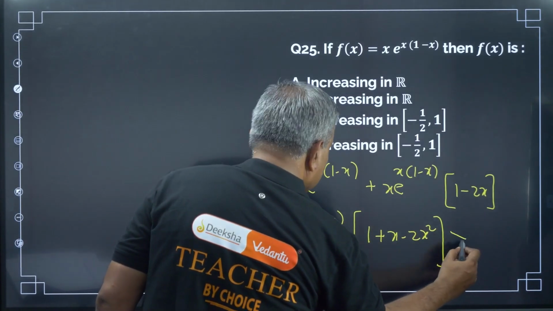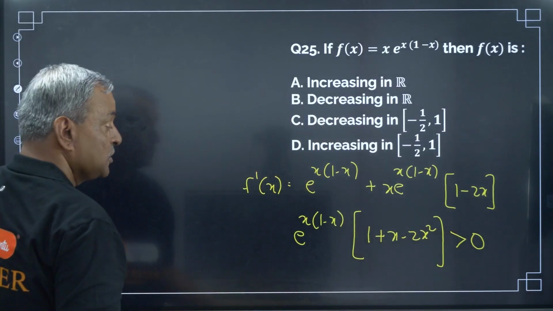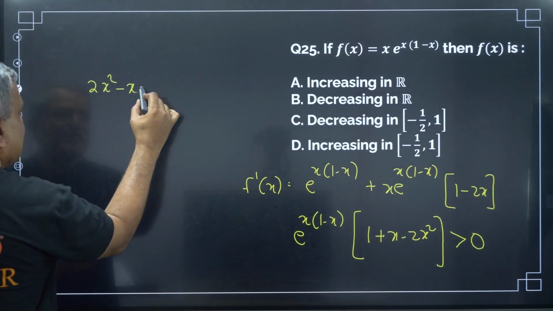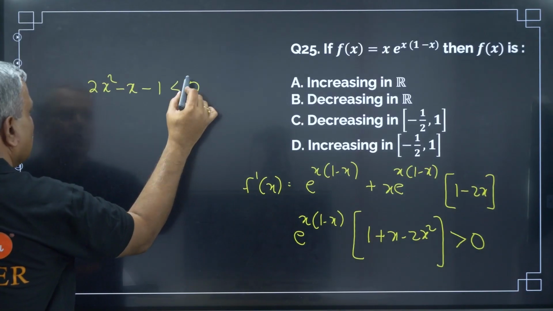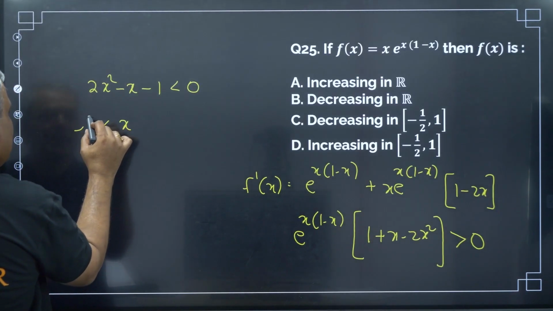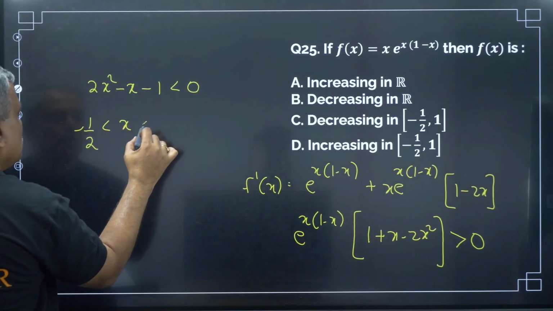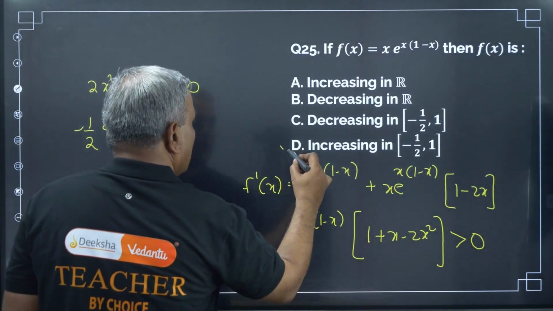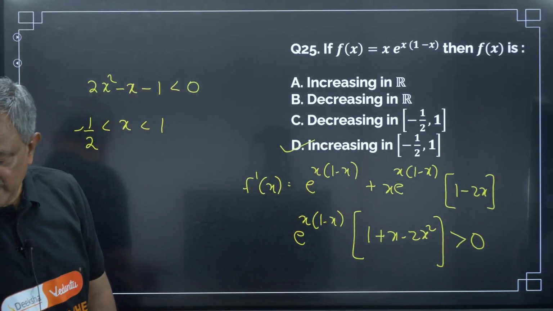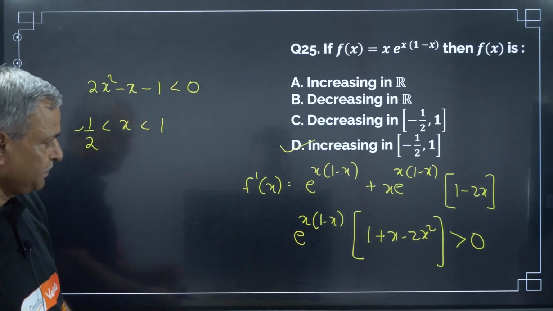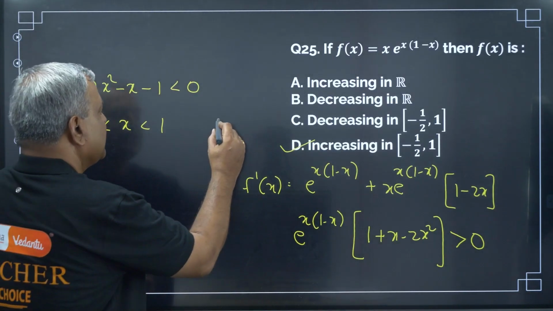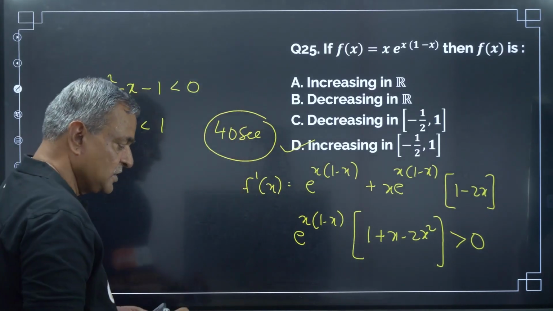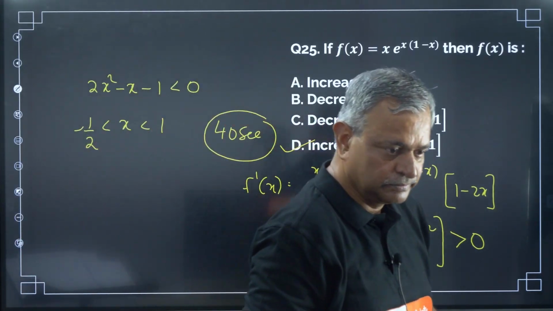For the condition of an increasing function, f dash x must be greater than 0. So this can be written as 2x square minus x minus 1 is less than 0. So x lies between minus 1 by 2 to 1. So it is an increasing function, option D is correct for question 25. It will take hardly 40 seconds. It should not take more than 40 seconds for differentiating a function.